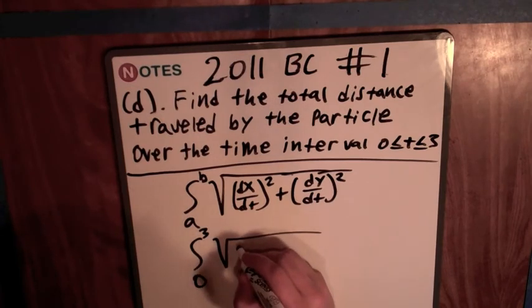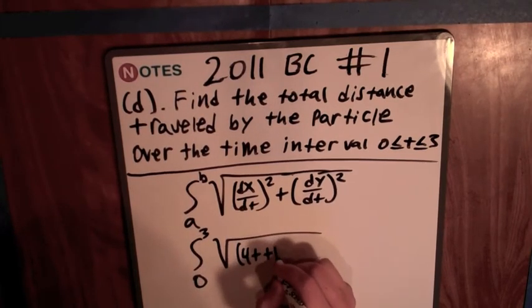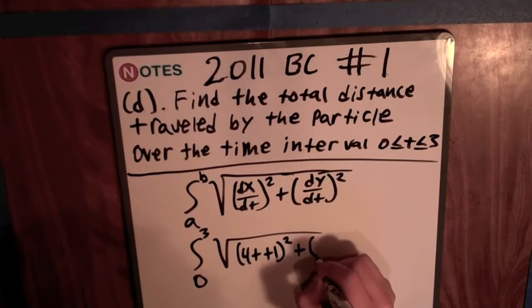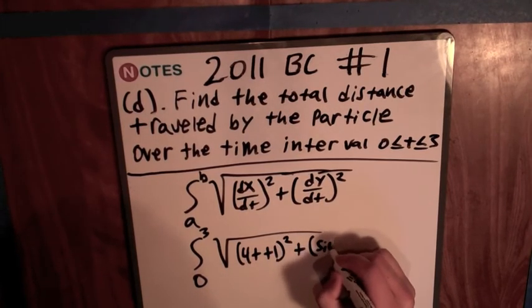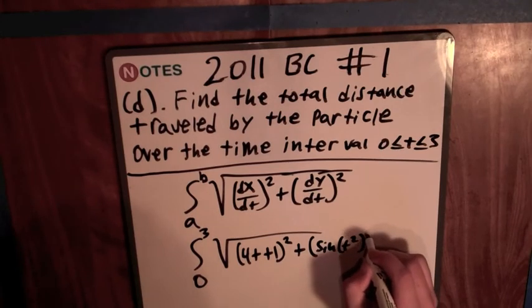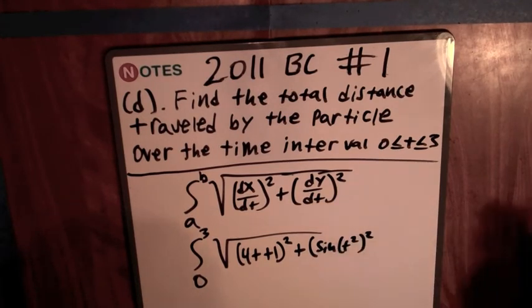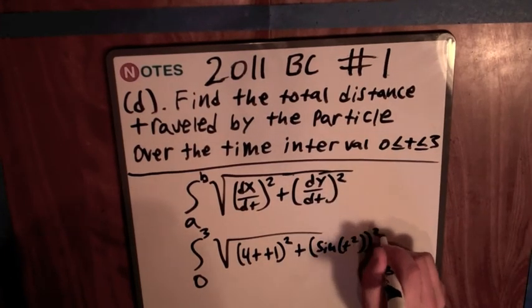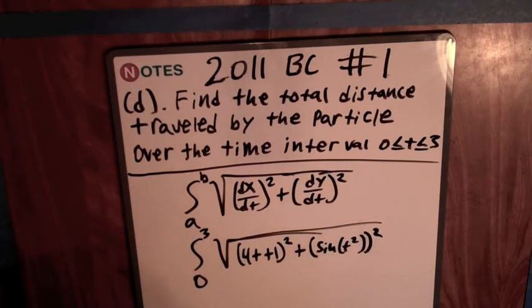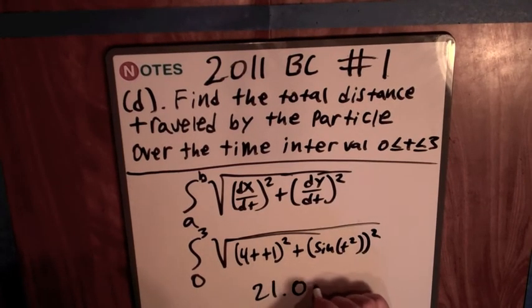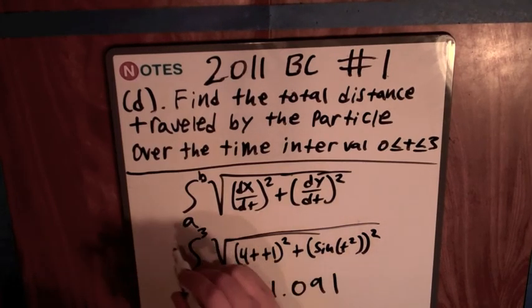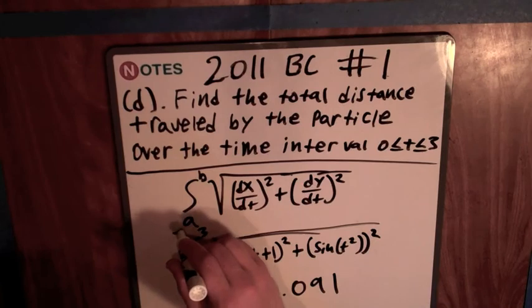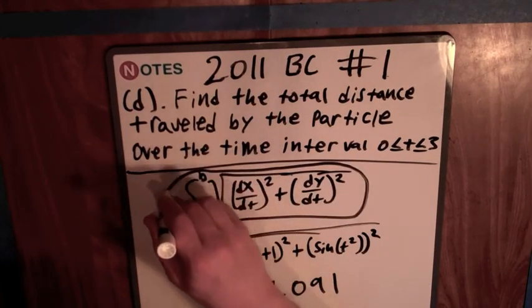Actually, I'll do it. So 4t plus 1 squared plus sine of t squared, whole quantity squared. Parentheses squared. So plug that straight into your calculator and you'll get 21.091. The key to this problem is to know the distance equation. Know it.